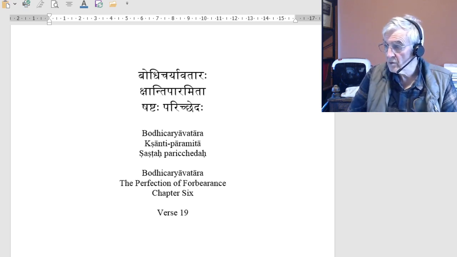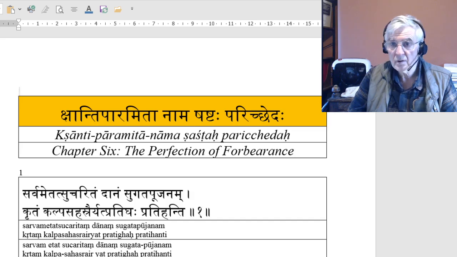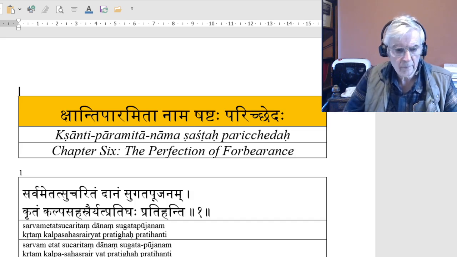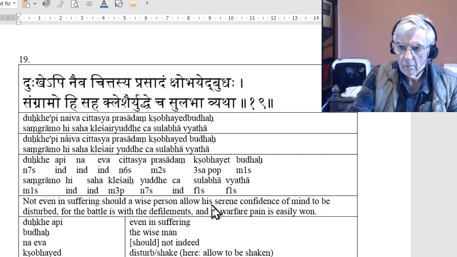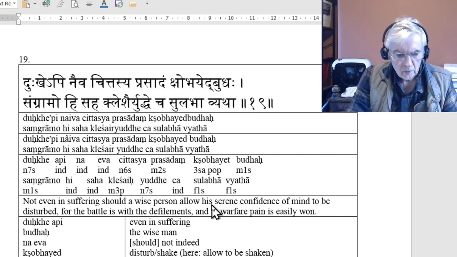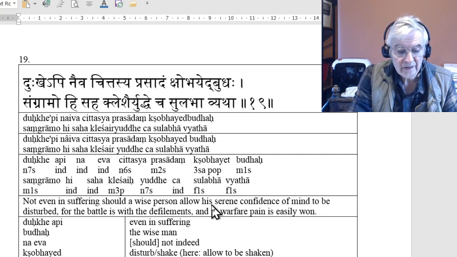Now call up the text. Duhkepi naiva chittasya prasadang kshobhayed buddha sangramo hi saha kleshair yuddhe cha sulabhavyatha.